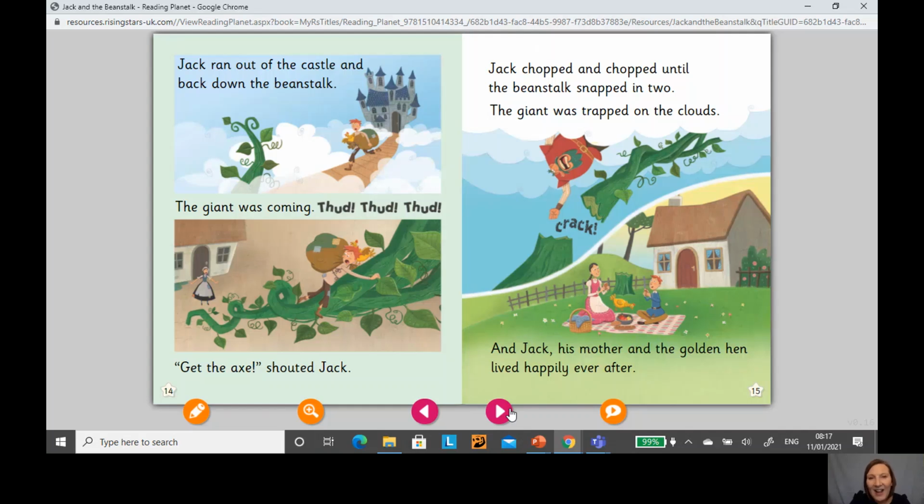Let's have a look at the picture of Jack and his mum now. Do you think they're poor anymore? They're not, are they? Now, another feature of a traditional tale is sometimes the ending. Often in traditional tales, everybody always lives happily ever after. And Jack and his mother are definitely living happily now, aren't they?